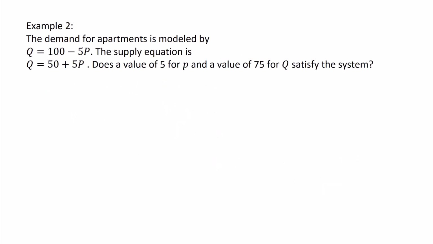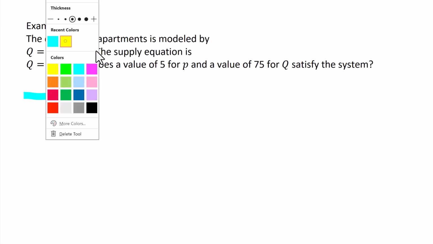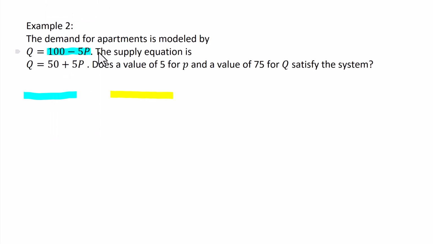In example 2, the demand for apartments is modeled by Q equals 100 minus 5p. The supply equation is Q equals 50 plus 5p. Does a value of 5 for p and a value of 75 for q satisfy the system? First, we're going to choose 100 minus 5p on the left, and we'll go ahead and do 50 plus 5p on the right, so we can keep track of which is which.